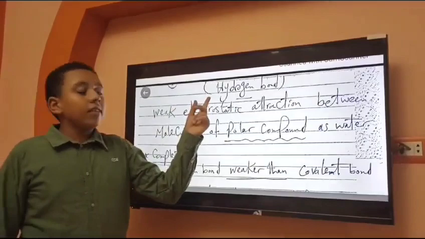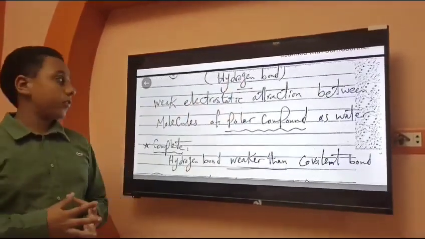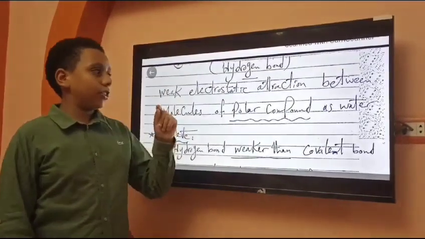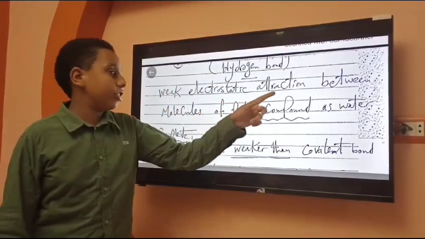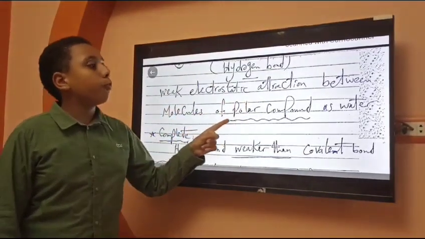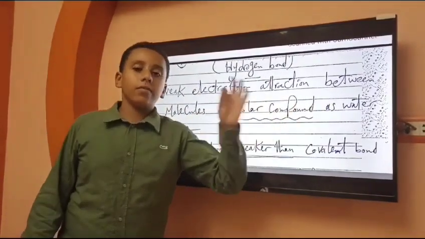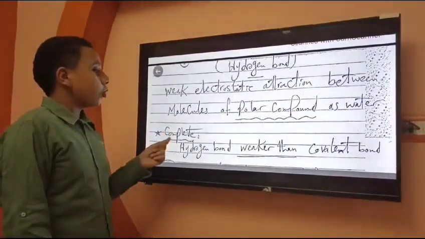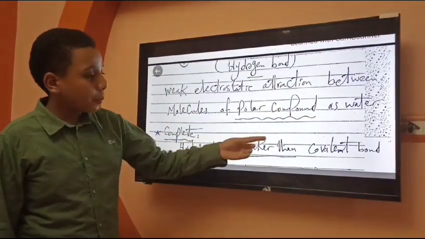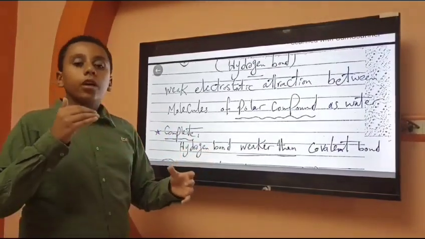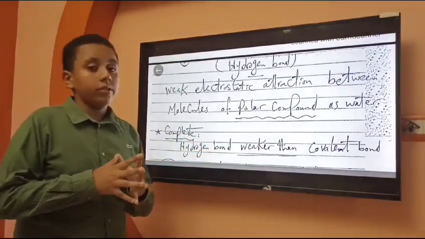Now, what is the definition of a hydrogen bond? The definition of a hydrogen bond: a weak electrostatic attraction between molecules of a polar compound, such as water. Okay, complete: hydrogen bonds versus covalent bonds. A hydrogen bond is weaker than a covalent bond.